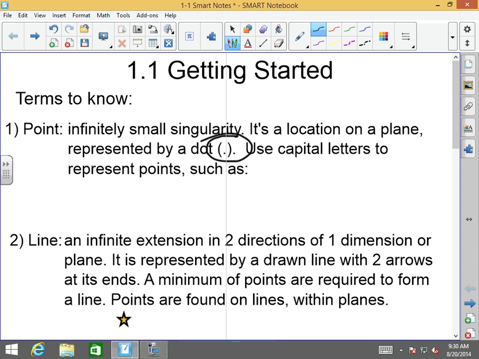You use capital letters to represent points. Let's say I go ahead and just draw a point right there. I can call that A. Or another point here, I call that B. Seems really simple, but it's something that we really have to understand. Capital letters are used to define points.